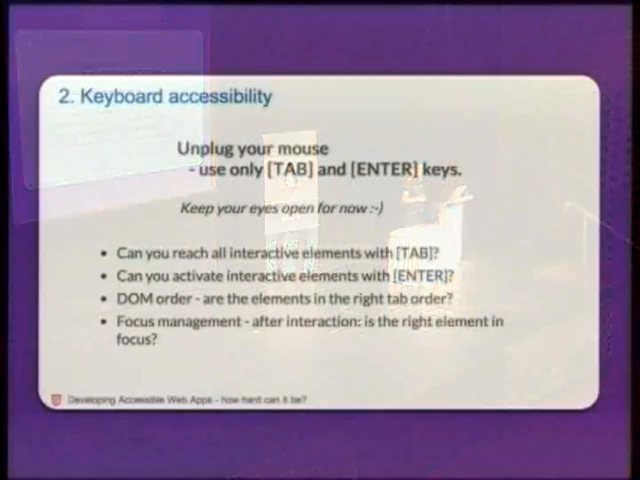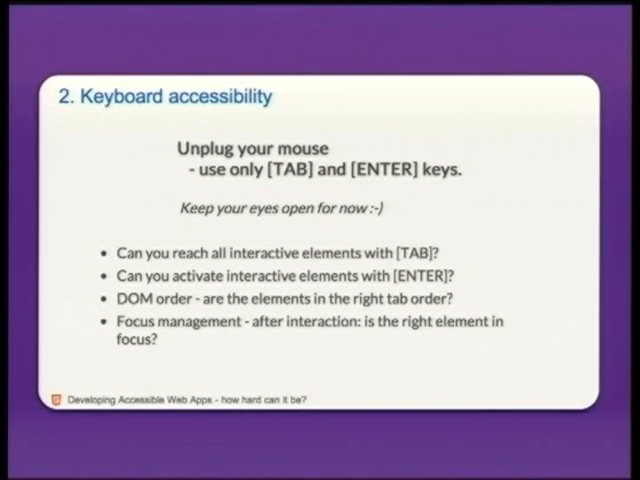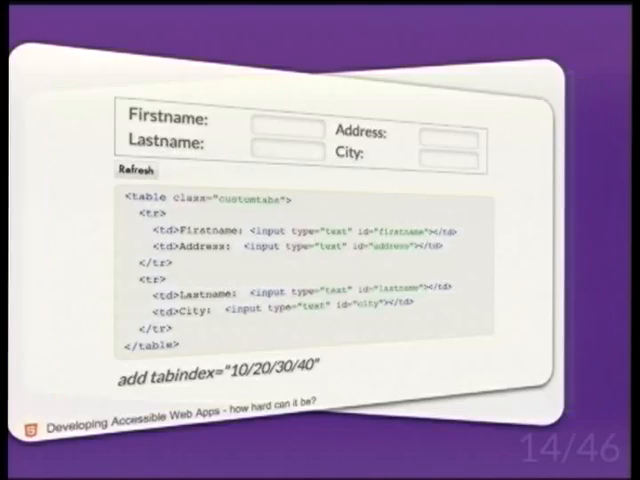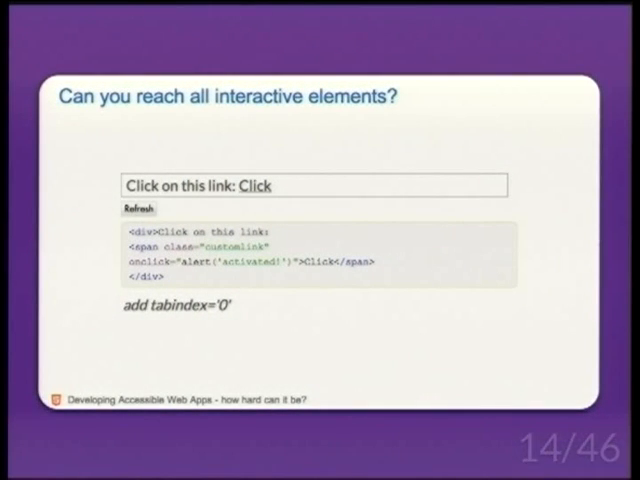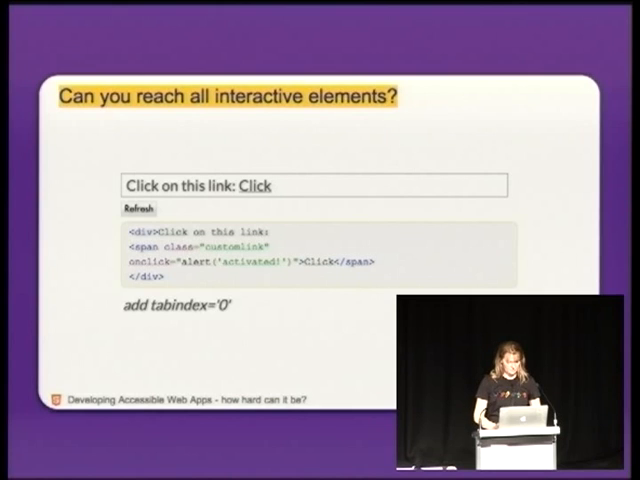So the key questions that we ask ourselves are: can you reach all the interactive elements with tab? Can you activate them with the enter key? Is your DOM order correct? So does the tab go through in the right order? And do you get the focus on the right elements? For each one of these, I have a little example. Can you reach all interactive elements?